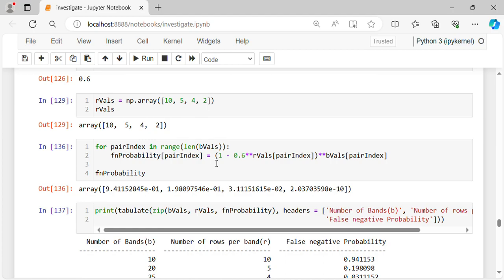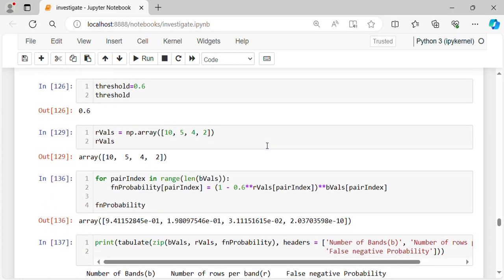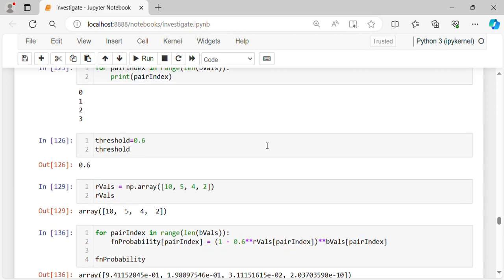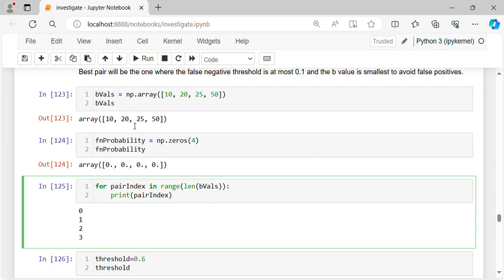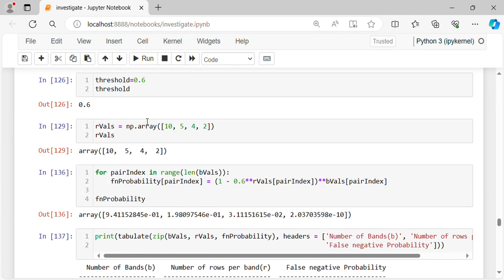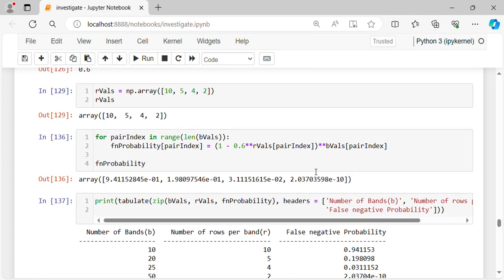This value will be replaced by 1 minus 0.6 to the power R values of pair index. So that will be R values at position 2, which is 4. So 0.6 to the power 4. And then that difference will be raised to the power B values at position 2. B values at position 2 is 25, so raised to the power 25.